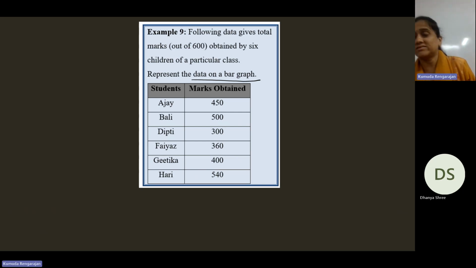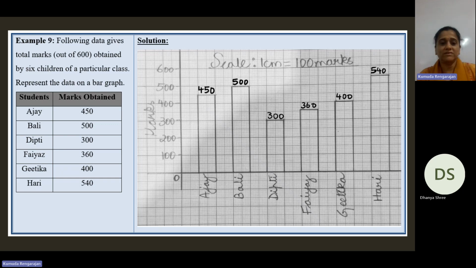Yeah, we can use 50. You can use 50 or 100. Correct. So we can use 50 or 100 here. We can take on the y-axis 1 centimeter is equal to 50 marks or 100 marks. Both are good.